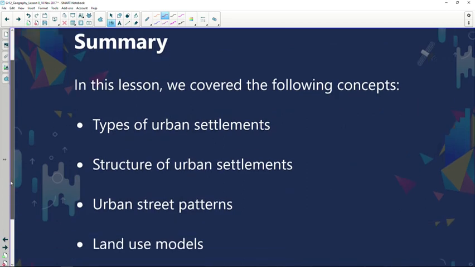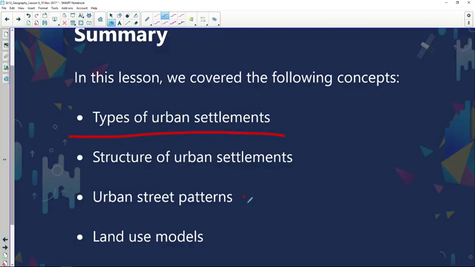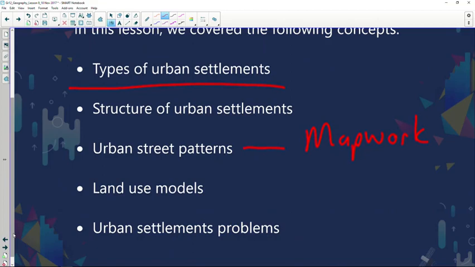So basically, what we've looked at in this area, we looked at the types of urban settlements that we've just discussed. Now keep in mind, once again, it's where all the secondary and tertiary activities take place. And then we look at the urban profile from the CBD to the rural urban fringe and your different residential areas. And then we look at our urban street patterns. Very important, keep in mind, you might get this in your map work paper. Remember, you need to be able to identify it and give some advantages and disadvantages of the different street patterns. And lastly, we look at our land use models and the problems that we experience in urban areas.